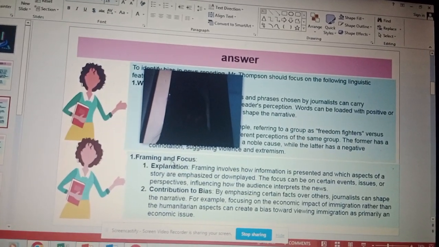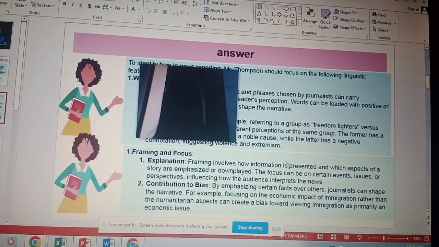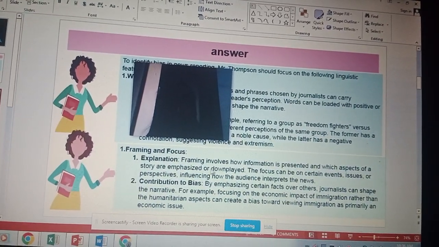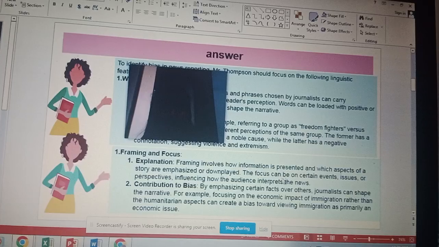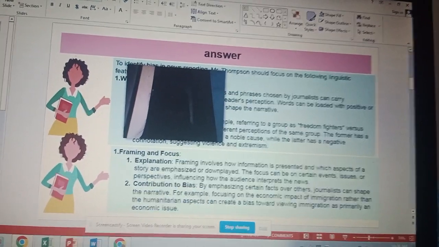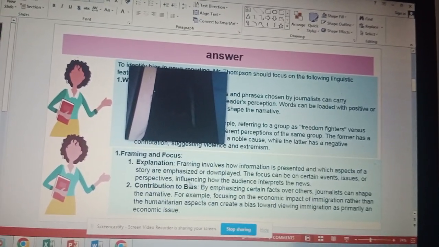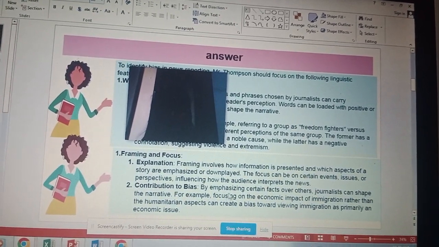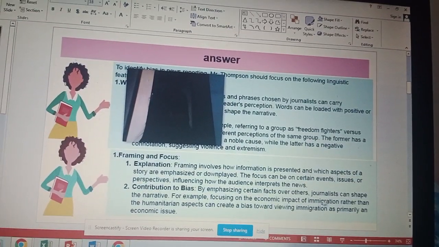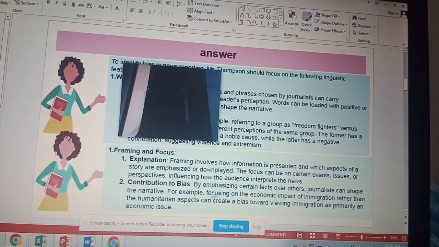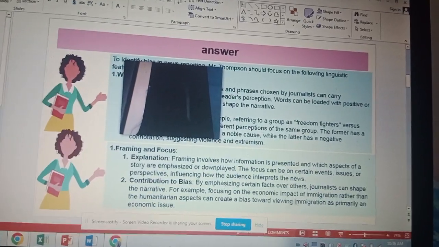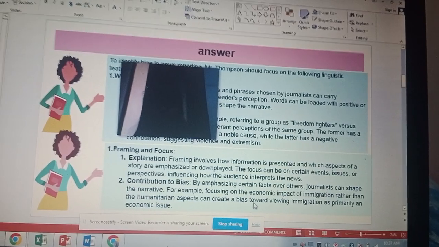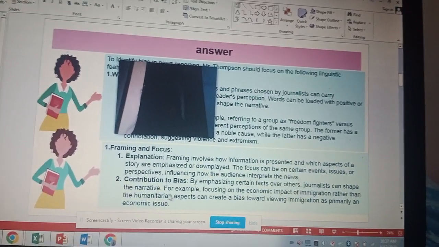Number 2, framing and focus. Explanation: framing involves how the information is presented and which aspects of a story are emphasized or downplayed. The focus can be on content, an event, an issue, or a perspective, influencing how the audience interprets the news. Contribution to bias: by emphasizing certain facts over others, journalists can shape the narrative. For example, focusing on the economic impact of immigration rather than the humanitarian aspect can create bias toward viewing immigration as primarily an economic issue.